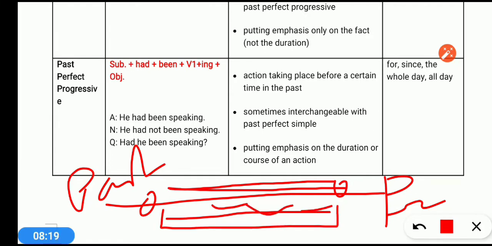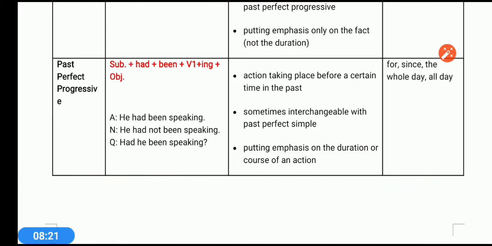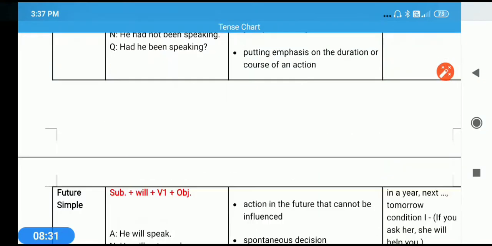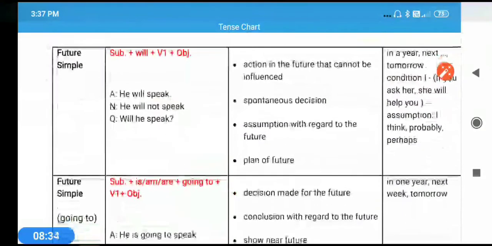He had been waiting for us for 10 minutes. It means for 10 minutes the action of waiting took place. The action of waiting for you for 10 minutes took place. Okay. Now go ahead with the next one, that is future simple tense.